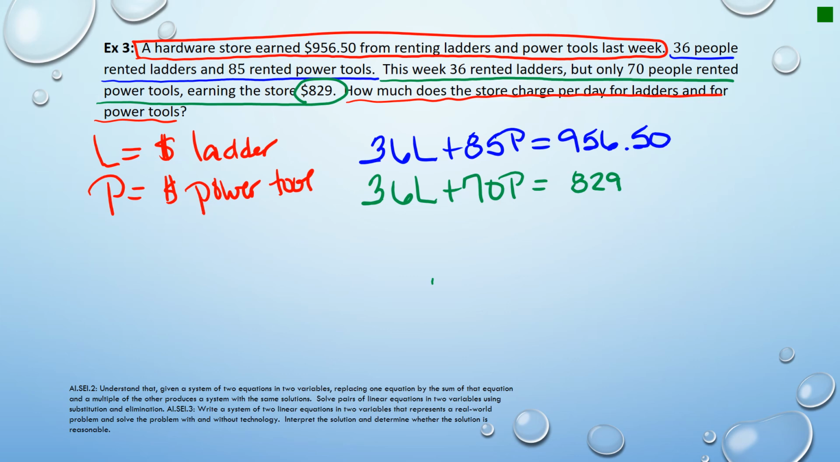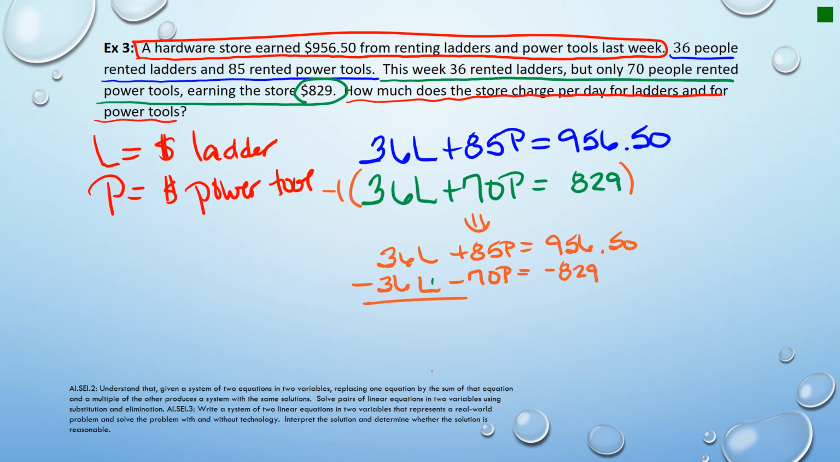What do we have to do? We have to multiply this bottom one by -1, right? So we get 36L plus 85P equals 956.50. Negative 36L minus 70P equals -829. That way my ladders cancel out. So I have 15P equals, oh my gosh, guess what guys, I went and got a calculator. 956.5 minus 829 is going to be 127.5. I'm going to divide by 15.